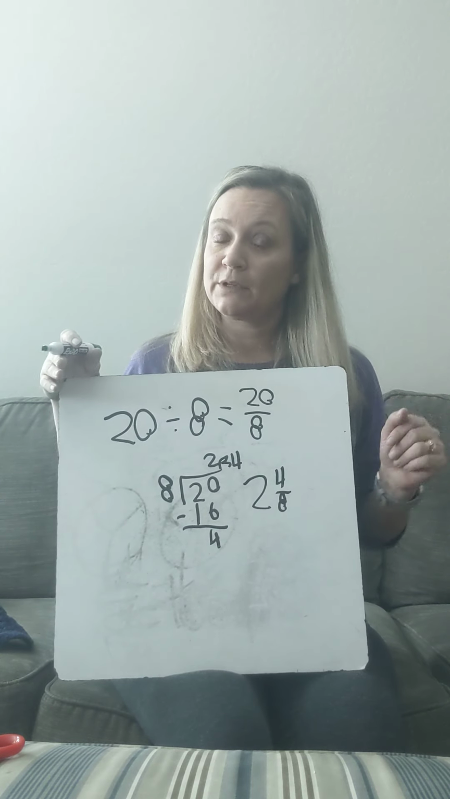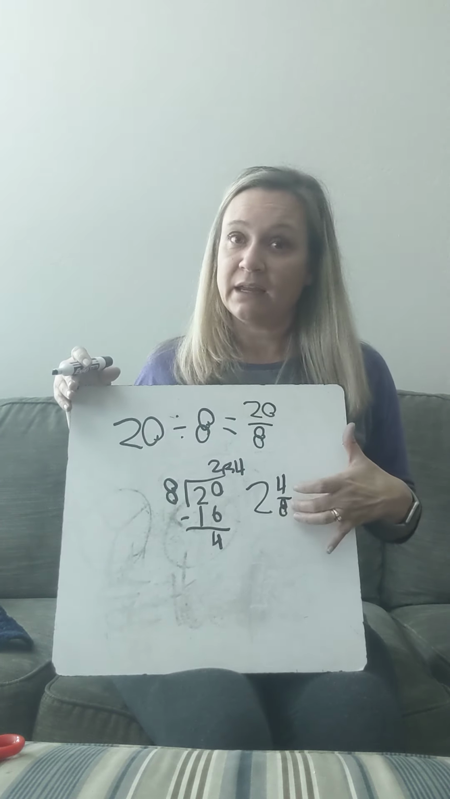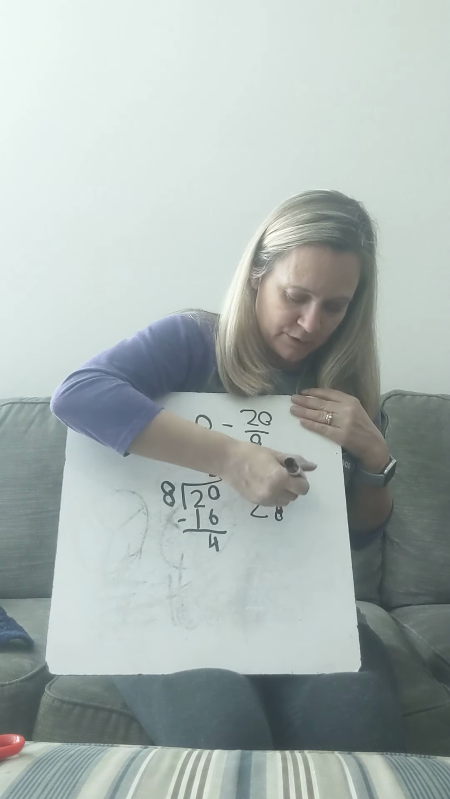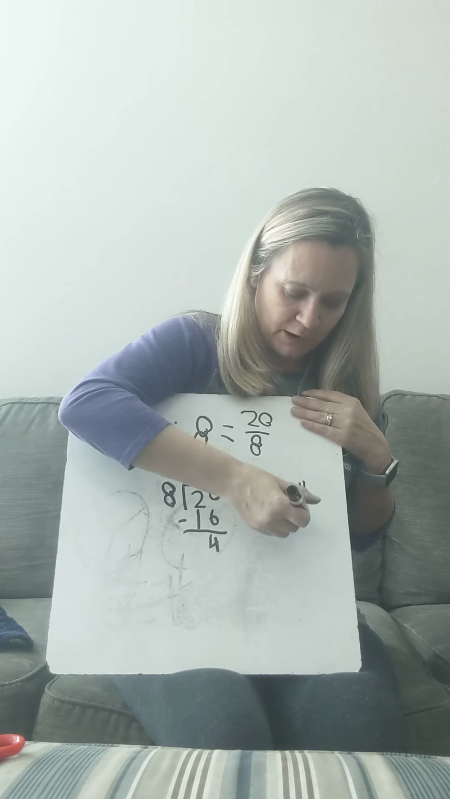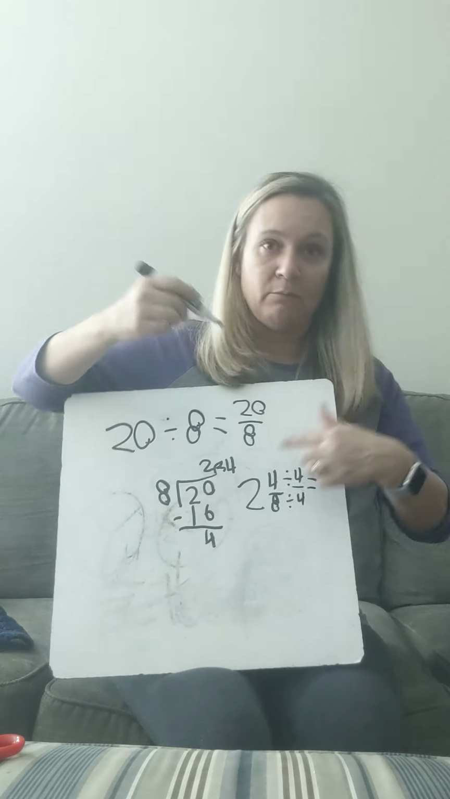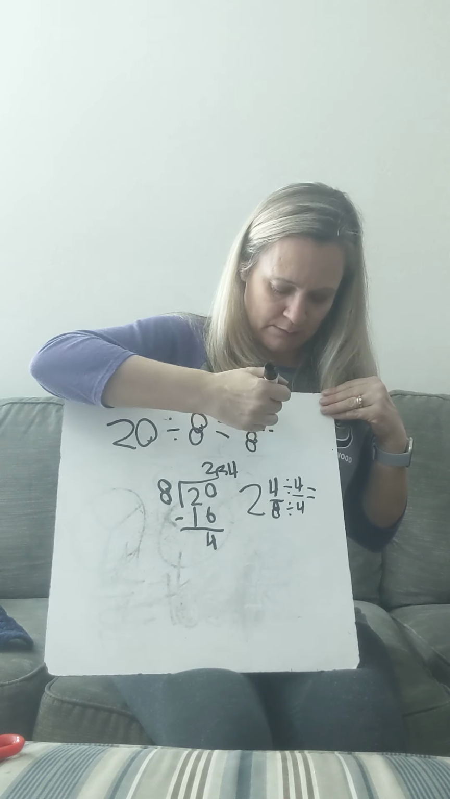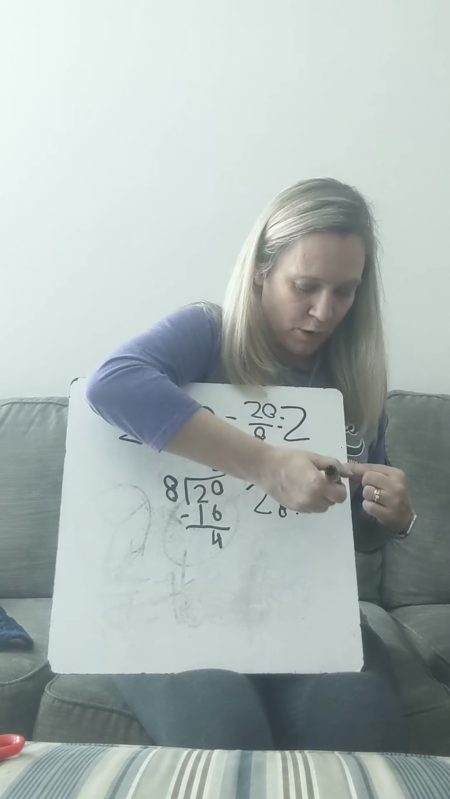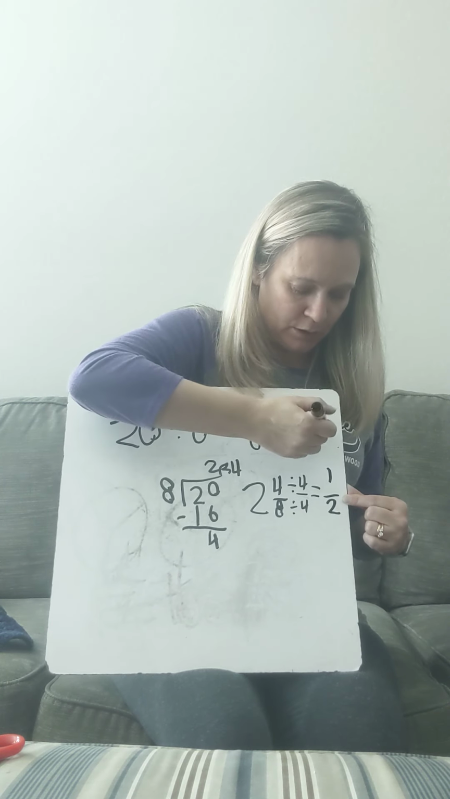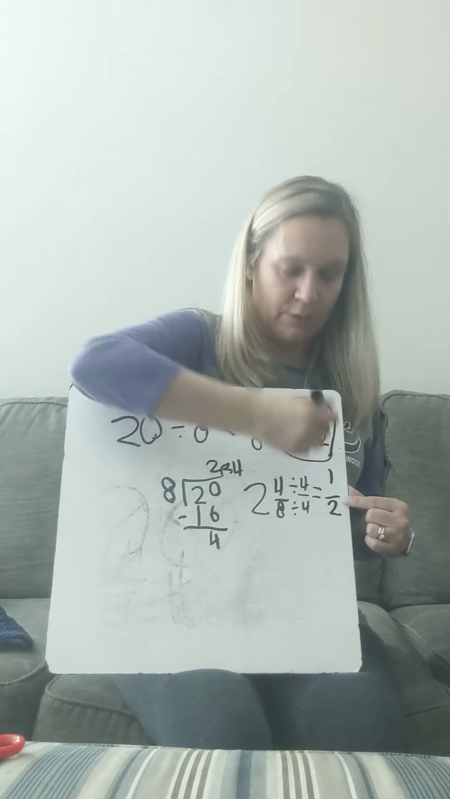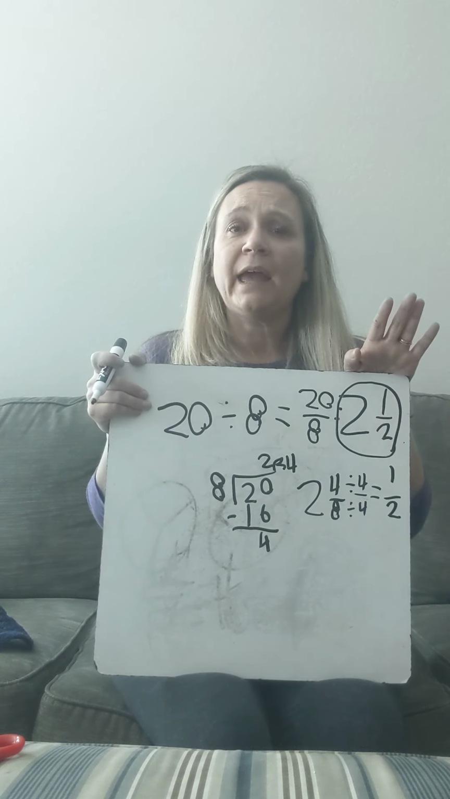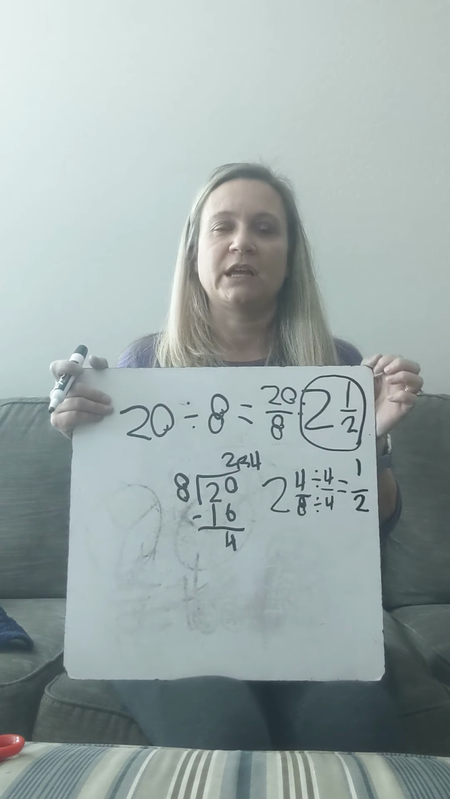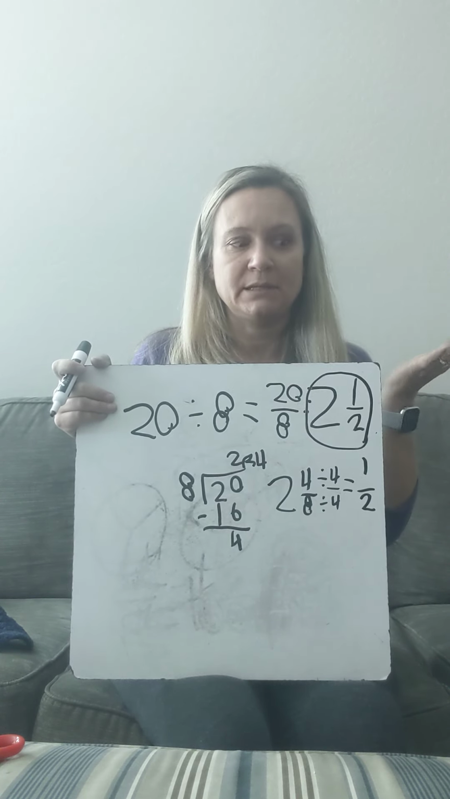But remember, we always want to look for those common factors, and 4 and 8 can be reduced because they have a common factor of 4. So I'm going to divide them both by 4. Now, my 2 wholes are going to stay the same, so I'm going to write those up here in my answer. And then 4 divided by 4 is 1. 8 divided by 4 is 2. So my answer is 2 and 1/2. So if I had 20 cookies and I had 8 friends that were sharing them, each friend would get 2 1/2 cookies. Not a bad deal.